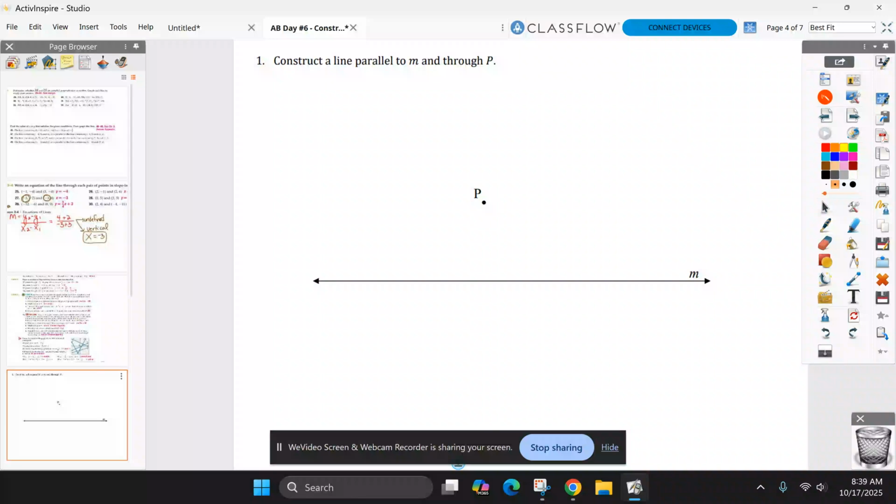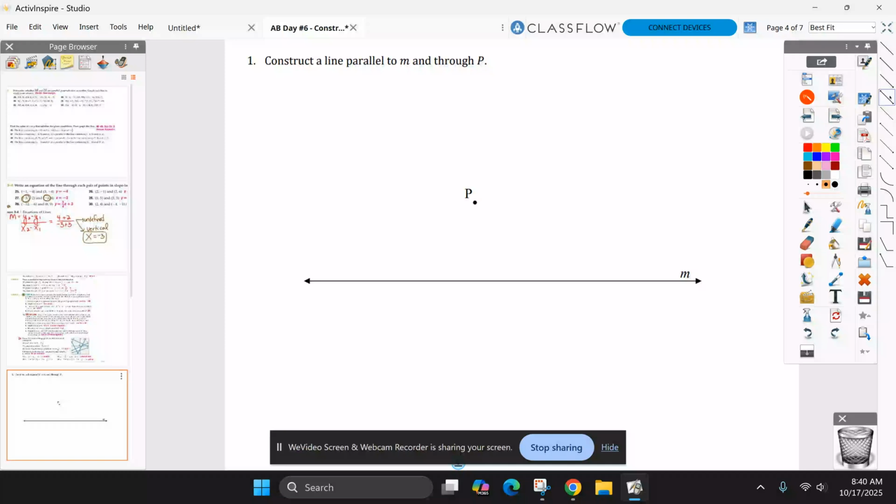Grab your straight edge right now. Grab your straight edge, and you are going to make a transversal that goes through point P and line M at any angle. Make it a decent size too, because we have some work to do on this transversal. The angle doesn't matter.